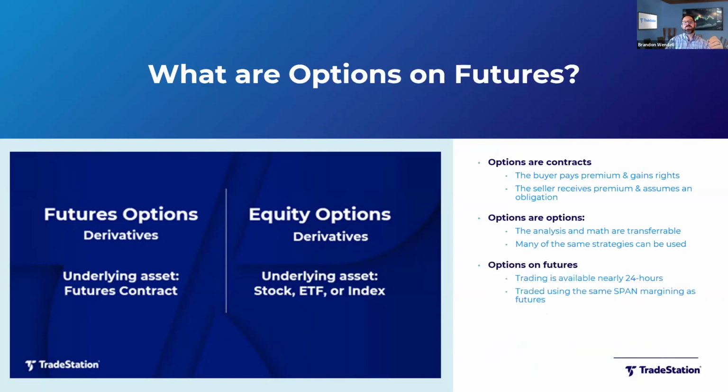So one of the neat things about options on futures is that you can trade a lot longer than you can with the equities. Equity markets, we know, open at 9:30 a.m. Eastern and they close at 4 p.m. Eastern. Well, when you're trading futures, that is about 22, 23 hours a day, depending on which future you're trading, could be a little less. But basically, the options on futures trade the same hours as the futures themselves. So that's pretty neat that you can go ahead and trade those.